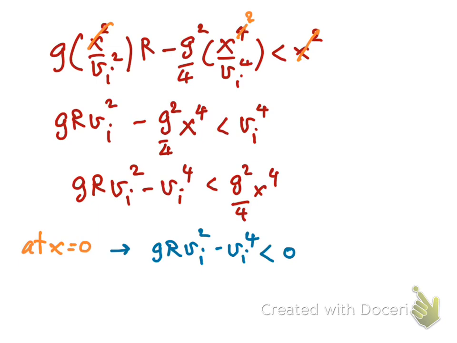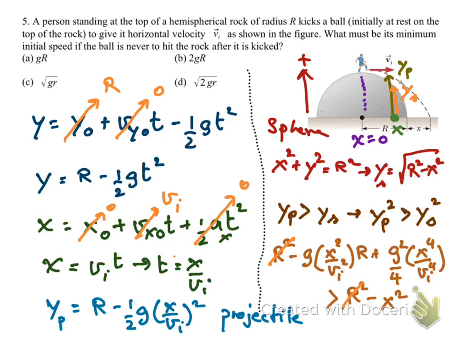Okay, and from this relation, you can see that we must have that v_i squared is greater than gR, right? If I put this minus v_i to the fourth on the left side, and then divide by v_i squared on both sides, we have this relation, or we must have that v_i is greater than the square root of gR. Okay, it means that the minimum value of v_i is the square root of gR. It must be greater than that to make the trajectory not touch the hemisphere after it's kicked. So the solution is C. Okay.